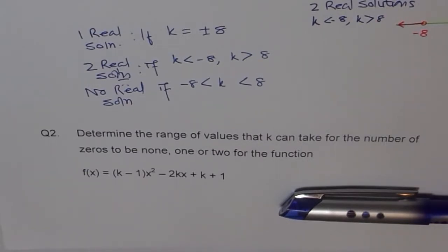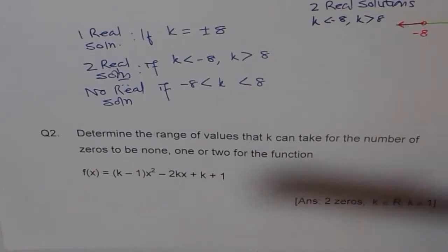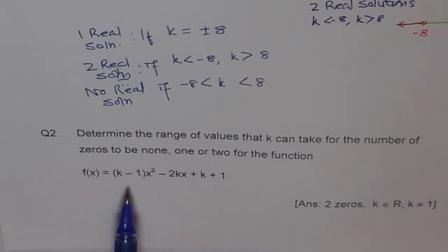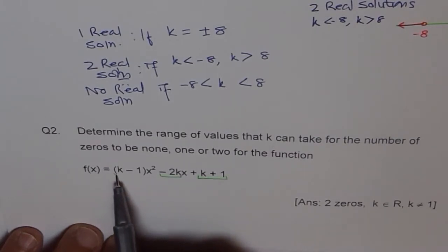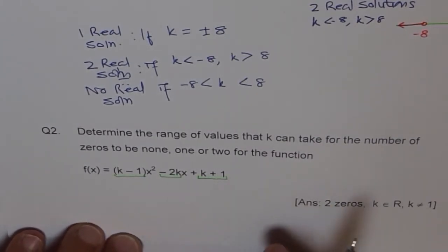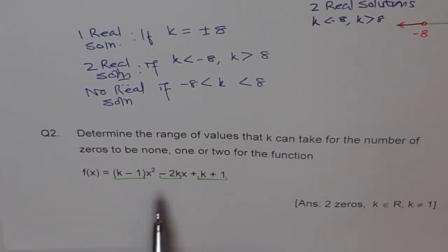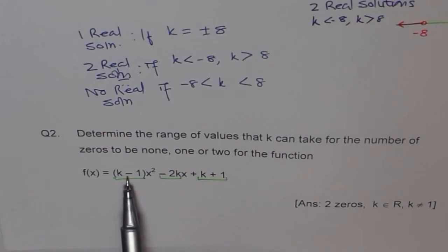You have to follow exactly the same process which we did just now. What is the a value here? A is k minus 1, correct? And what is b? B is minus 2k, okay? And what is c? C is k plus 1. Do you see? This is c, and this is b, correct? And this is a. So these are your a, b, and c. So the discriminant will be b squared minus 4 times a and c. After that, simplify it. Once you simplify, you will get a value and then the answer.